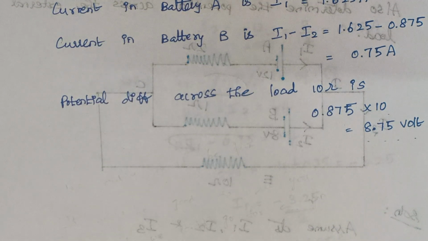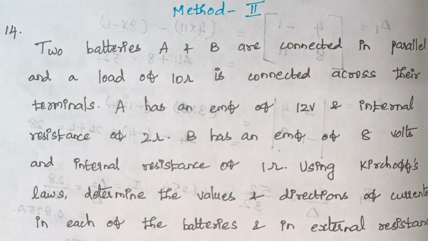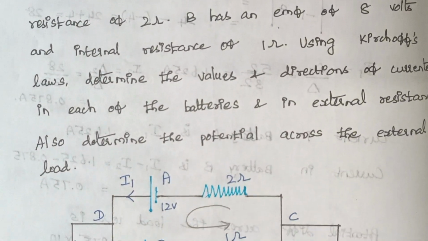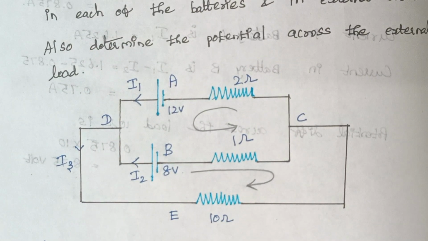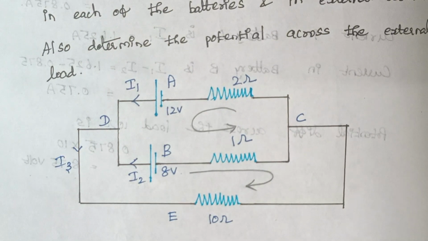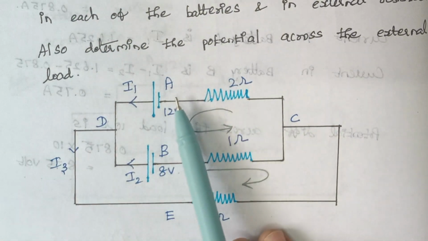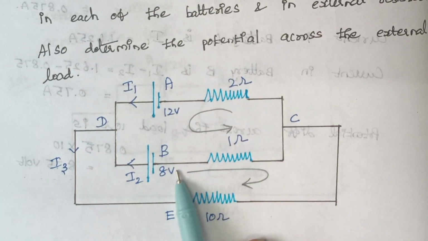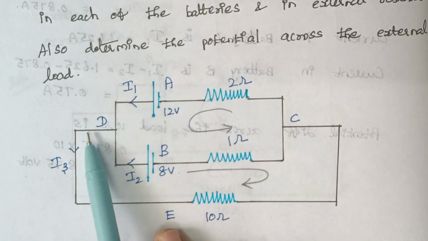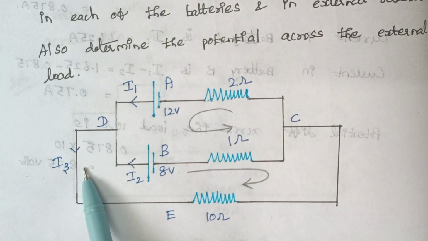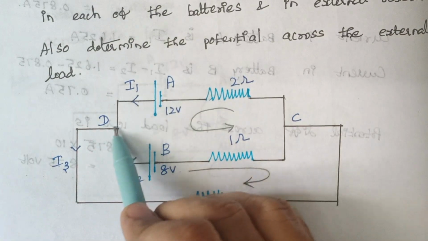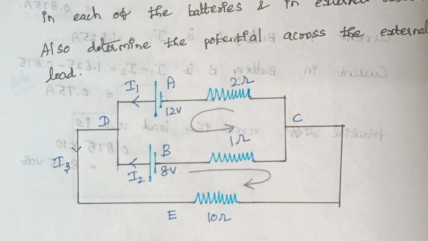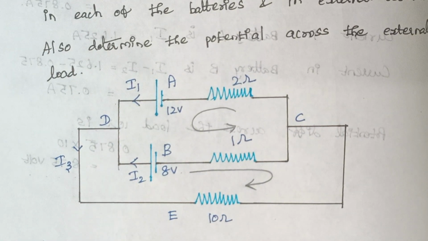We will move to method 2. Now we are going to solve the same problem by another method. Again the same diagram, and here I am assuming the current delivered by battery A as I1 and by battery B as I2. And the current flowing through this outer path is I3. Now from this diagram, can you guess what is the value of I3? I3 is nothing but the summation of I1 and I2. So that is our first step.